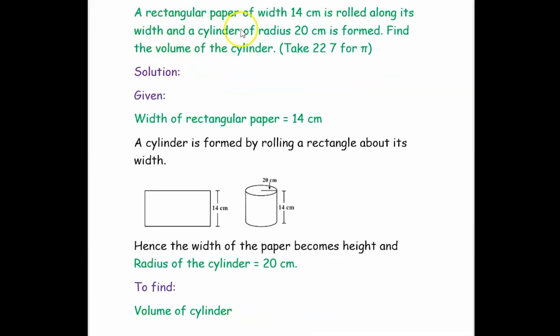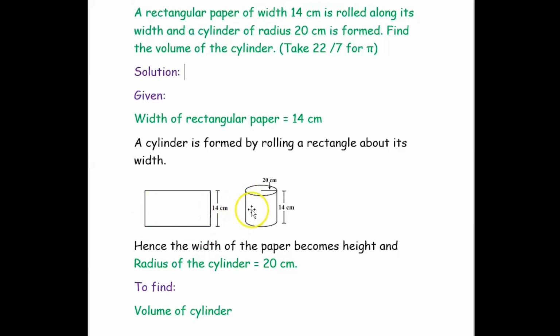Next question. A rectangular paper of width 14 cm is rolled along its width and a cylinder of radius 20 cm is formed. Find the volume of the cylinder. Take 22 divided by 7 for pi. What is given? The width of the rectangular paper is 14 cm, and a cylinder is formed by rolling the rectangle about its width. So a cylinder is formed by rolling this rectangular sheet.